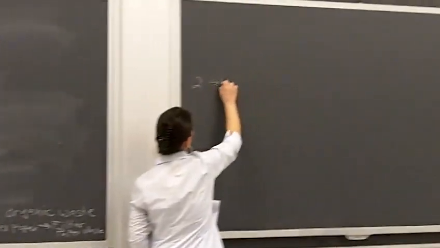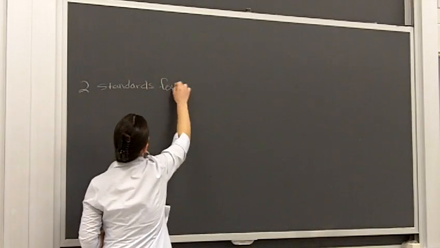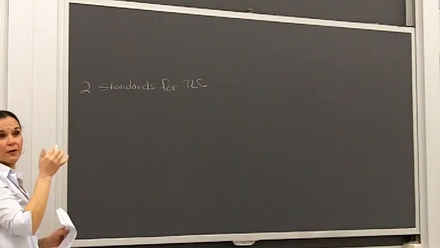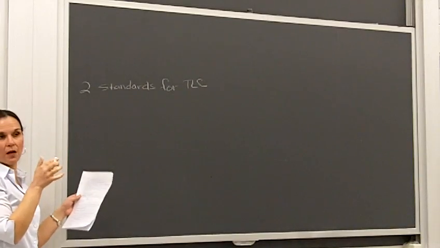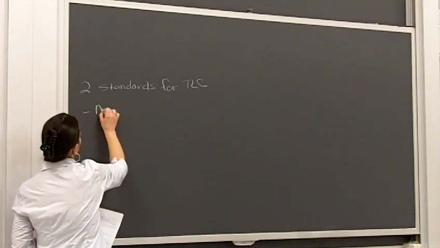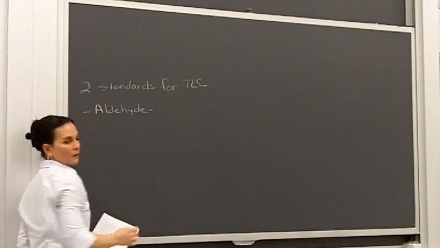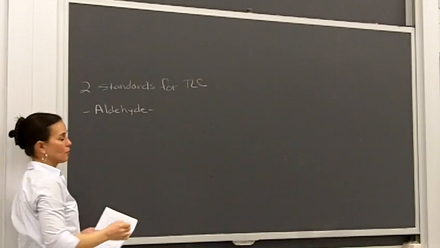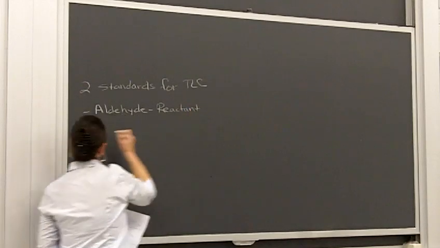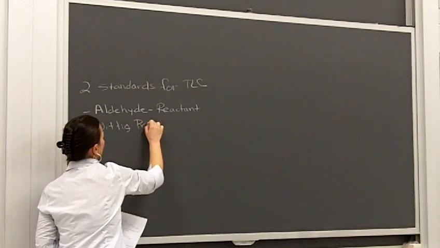There's two standards for the TLC. So just like we did with experiment 12 last semester, we're going to use standards to help figure out what of your mixture is starting material and what is product, okay? So there's the aldehyde, which is your reactant. The hydroxybenzaldehyde is your reactant, right? And then we also have Wittig product to use for TLC, okay?